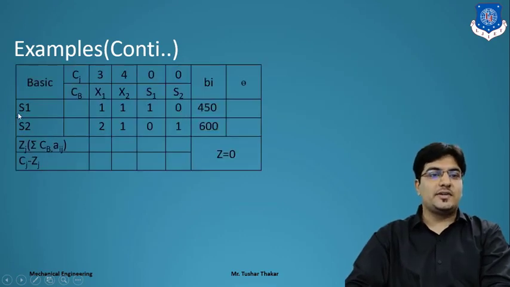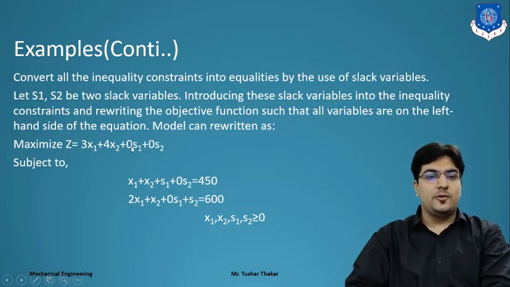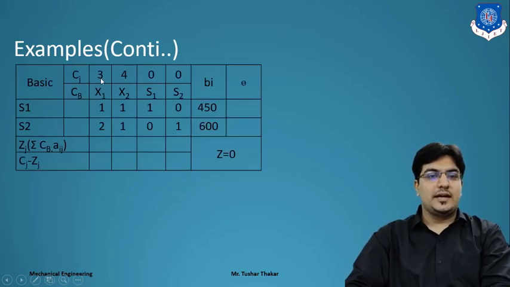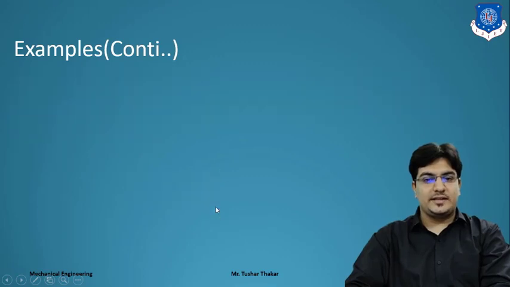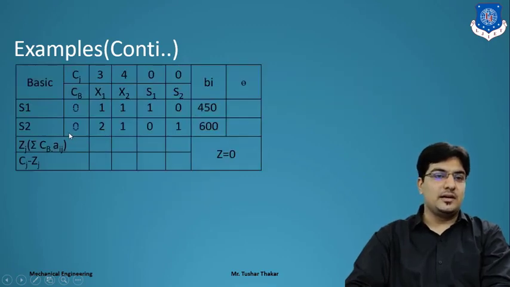What is the coefficient of the slack variables in the objective function? That is 0 0. What are the coefficients of the objective function? That is 3 4 0 0. So we write 3 4 0 0, and beta i, the right hand side values of the equations, 450 and 600.